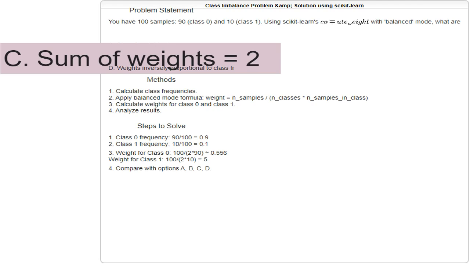This option highlights the core principle of the balanced mode. Class weights are inversely proportional to their frequencies. The minority class gets a higher weight to balance the class distribution. Let's see if our computations support this.